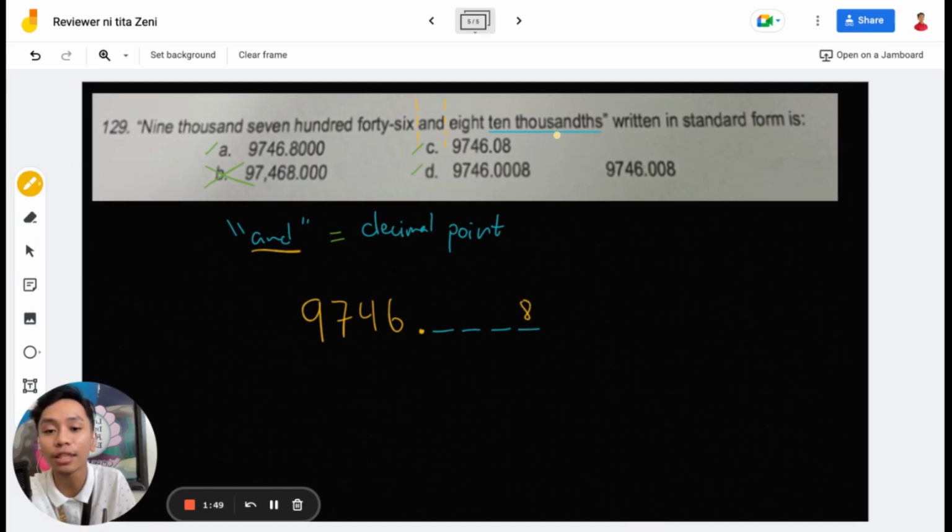Ayun yung 8/10,000ths. Anong gagawin ko dun sa mga blanco? You need to make sure na yung 8 ay nasa tamang place value, which is 10,000ths. Pero hindi pwedeng may gap. Ano yung magiging placeholder natin para si 8 nasa tamang place value? Lagyan ng zeros. This is our final answer.